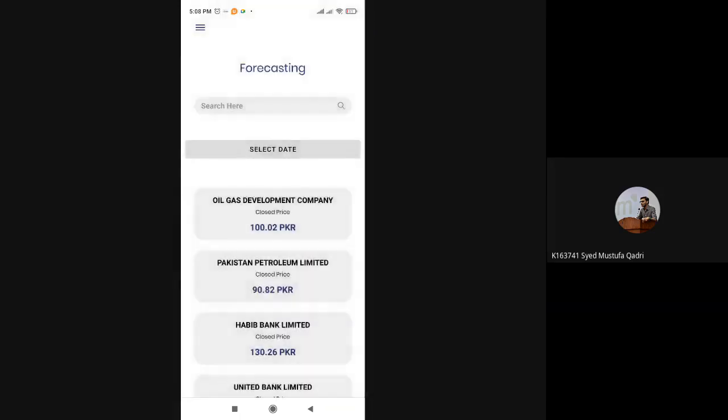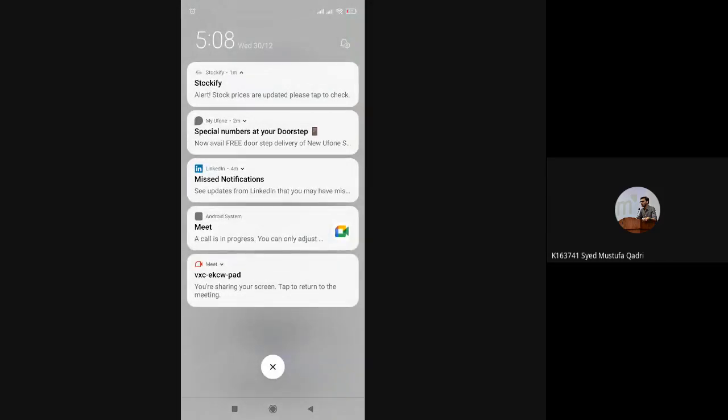And also we have added alerts. Here you can see the first one: the alert says stock prices are updated, please tap to check. On tapping this alert, it will open the application. Basically, for evaluation purposes, sir, we are calling this alert after every 2 minutes, because the evaluation period is short, so we can demonstrate this functionality to the jury. Otherwise we can set it anytime, like once in a day. Simply for the sake of evaluation, it is kept at 120 seconds.